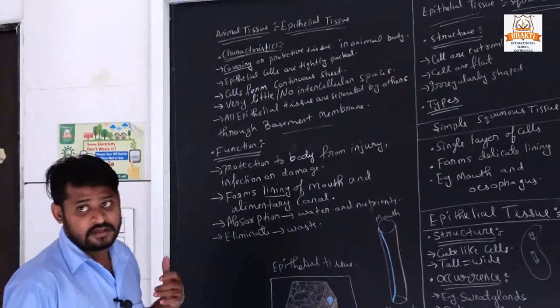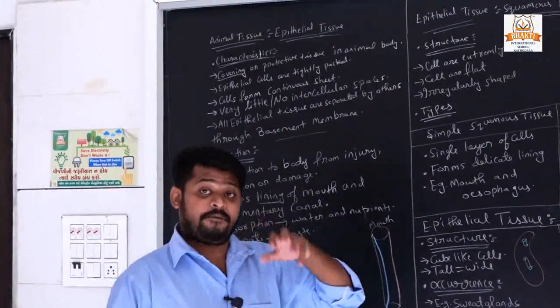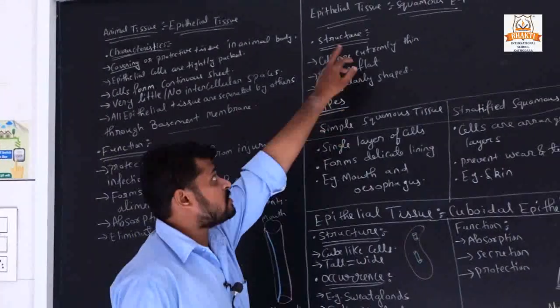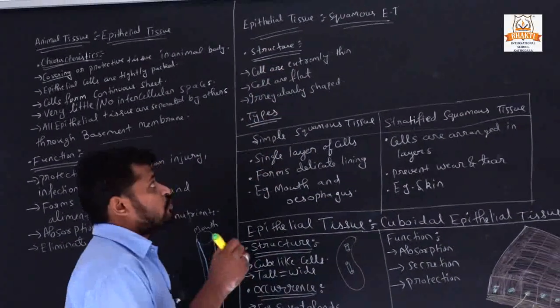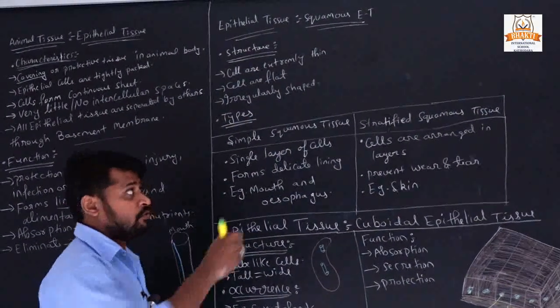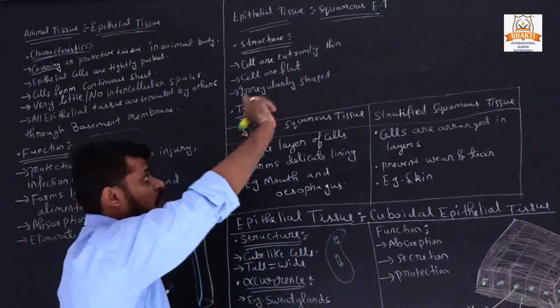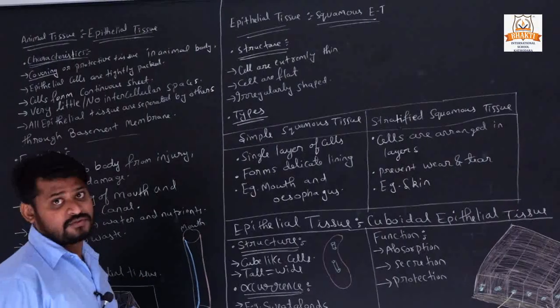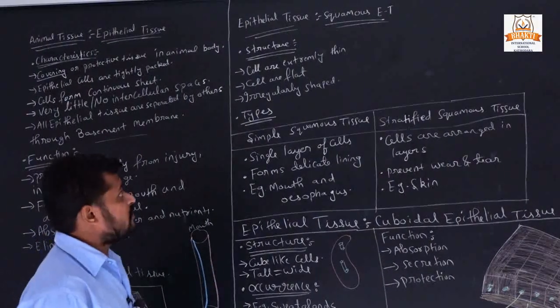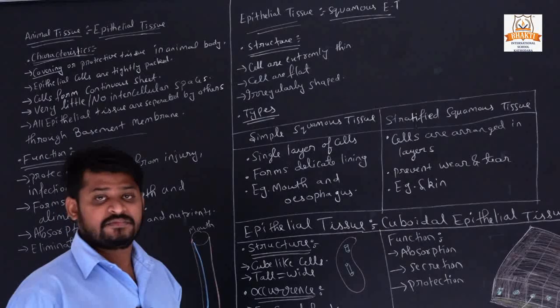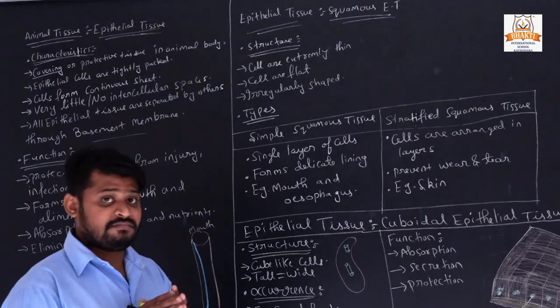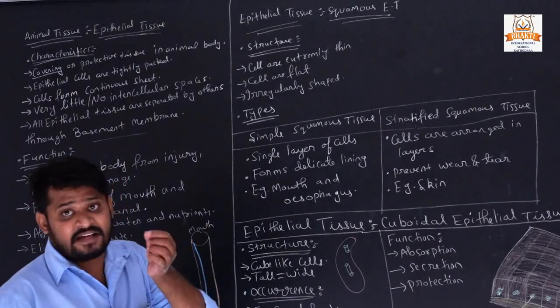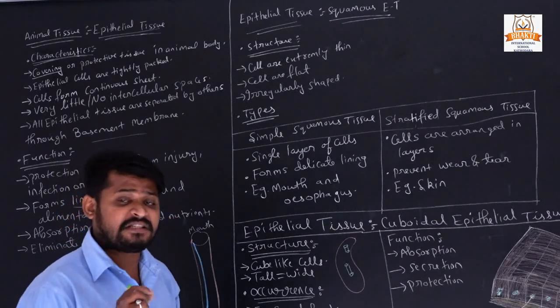Now we will study the types of epithelial tissue. The first type of epithelial tissue is squamous epithelial tissue. The structure of squamous epithelial tissue: the cells are extremely thin. Here the cell wall means the cells are very thin, extremely thin.